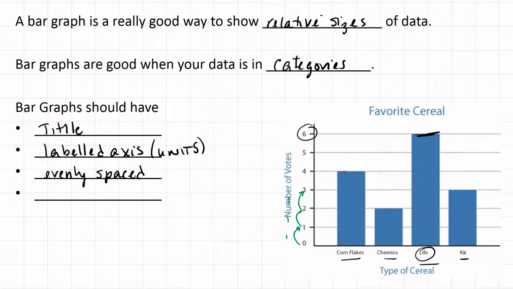Also, the width of each bar should be the same. Evenly spaced and same width on the bars. And what makes it different from a histogram, which is something that you'll learn a little later on, is that there should be spaces between the categories. So there's a little gap there. That's good practice to have that spacing.